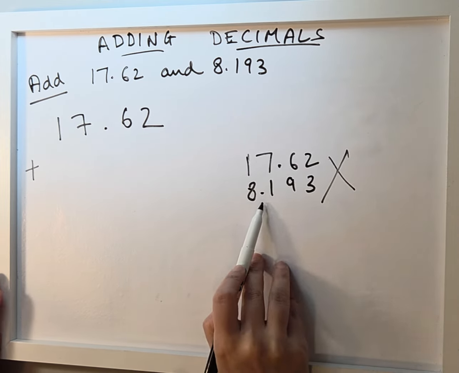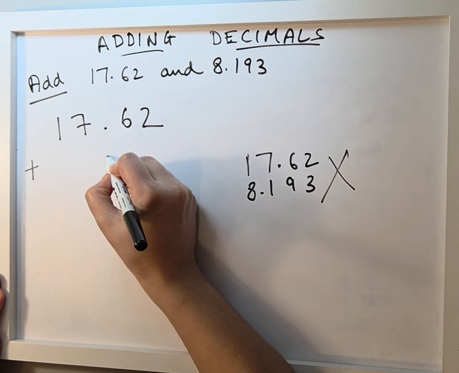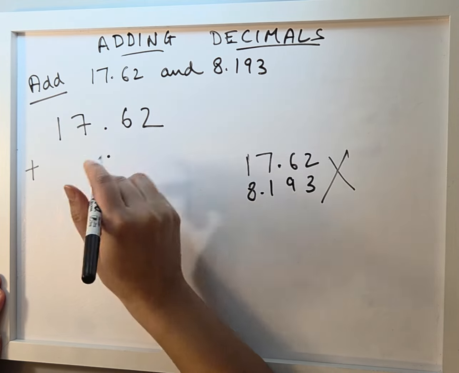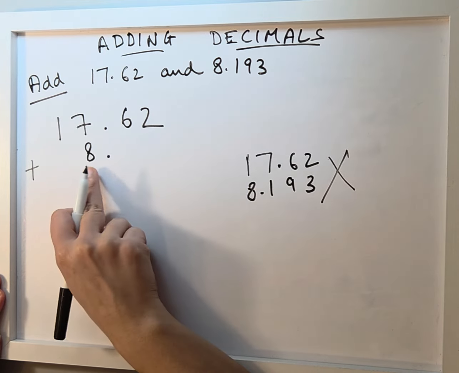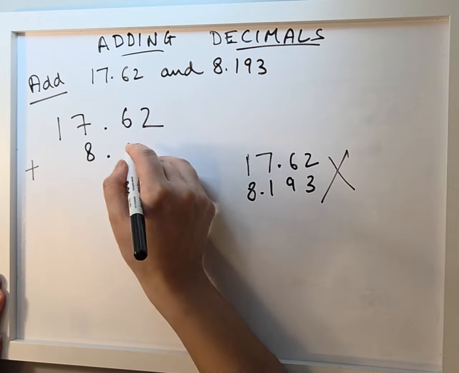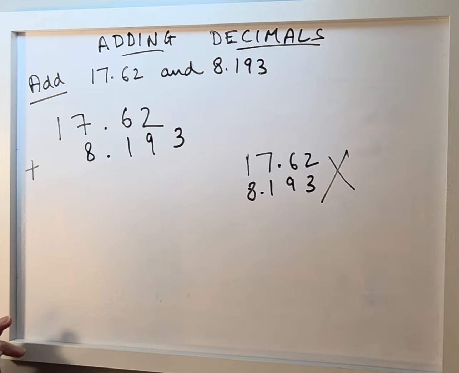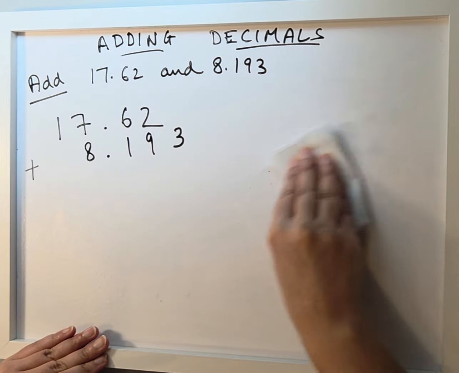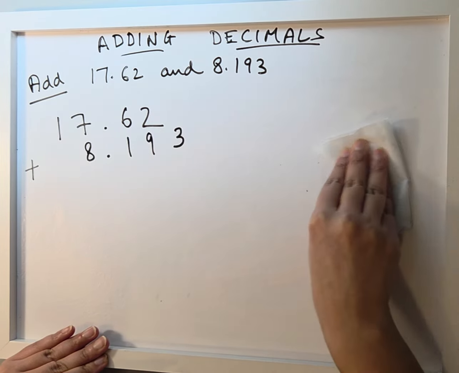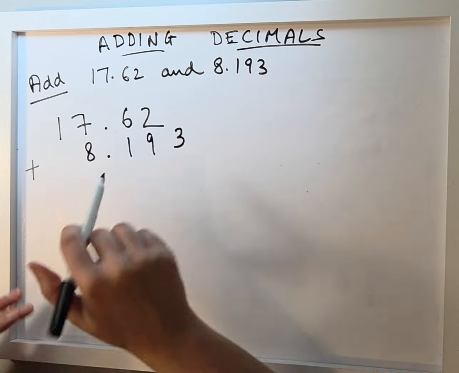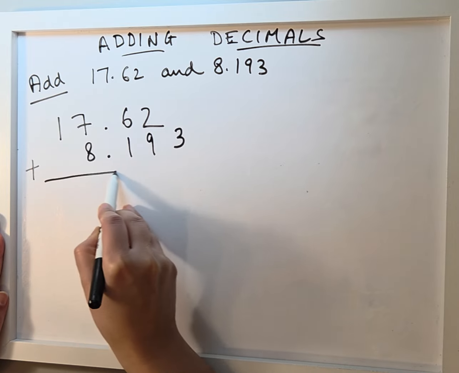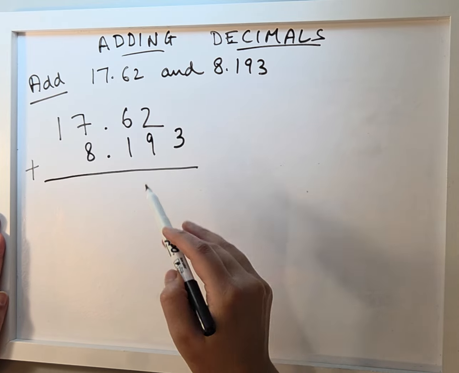We have to align the decimal. So we align the decimal. How many numbers before the decimal? Just 8. And the rest, 3 numbers, are after the decimal. So this is very important to remember when we are doing the addition. We have to always align the decimal. So now we can do the addition.